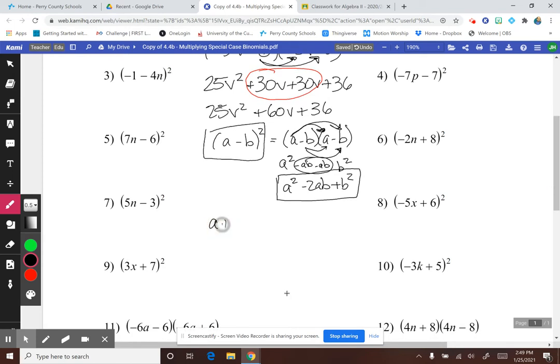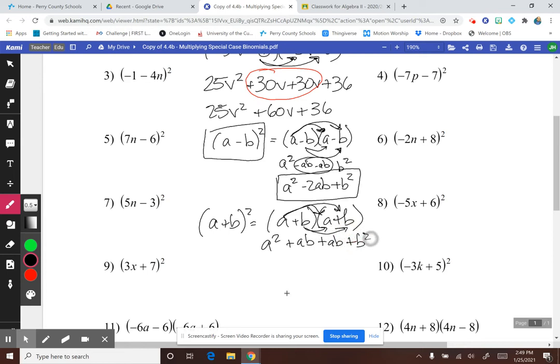If we had a plus b squared, that's the same thing as a plus b times a plus b, which is going to give me a squared, right? And then a times b, which is going to be positive, and I'm going to have another positive a times b, and then last but not least, I'm going to have b squared. So you can see how in this situation, I have a squared plus 2ab plus b squared.